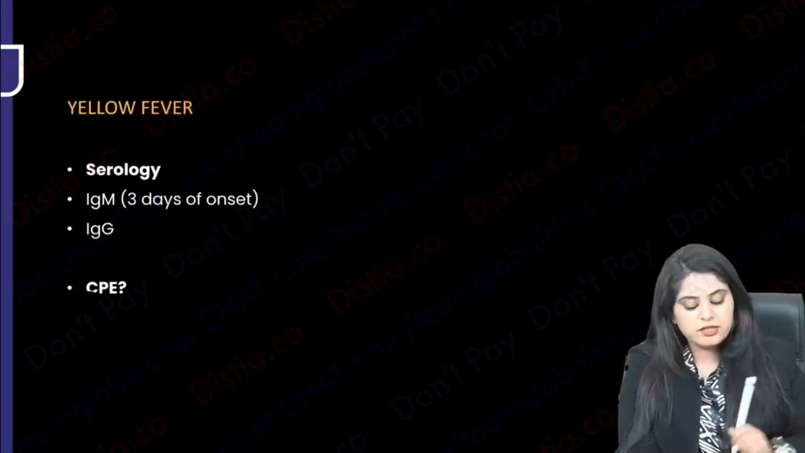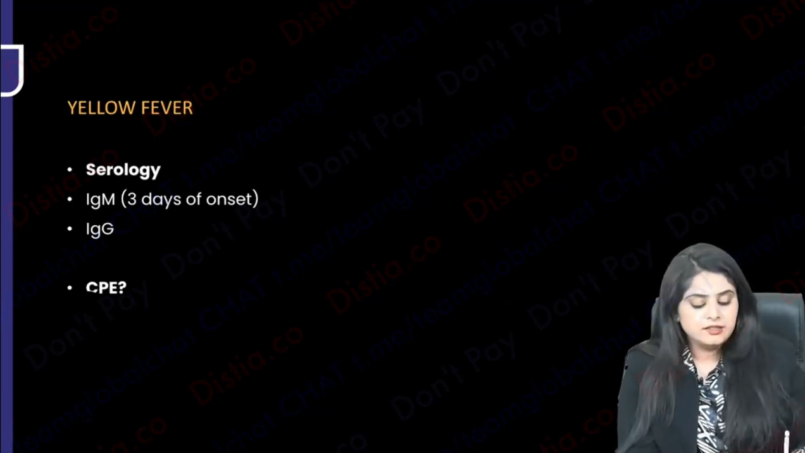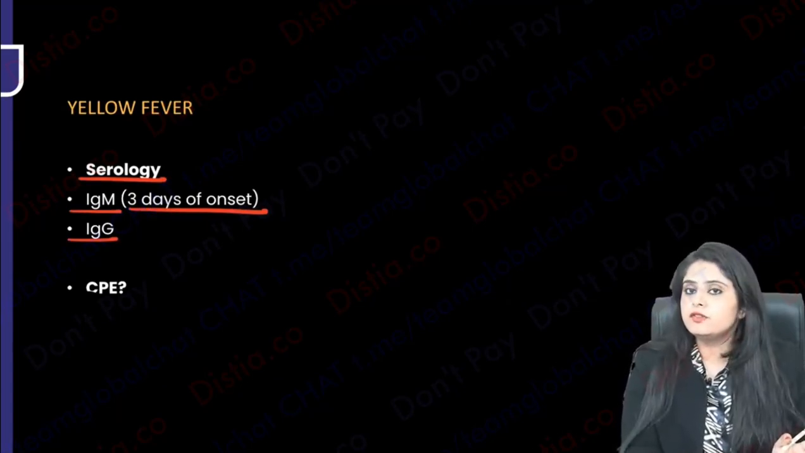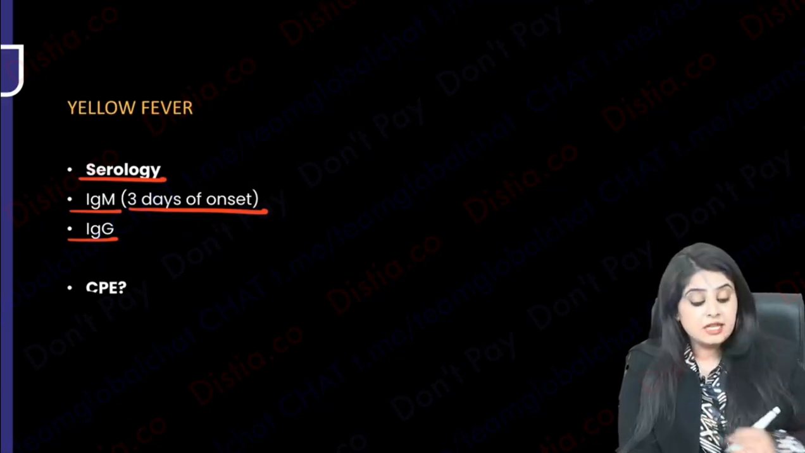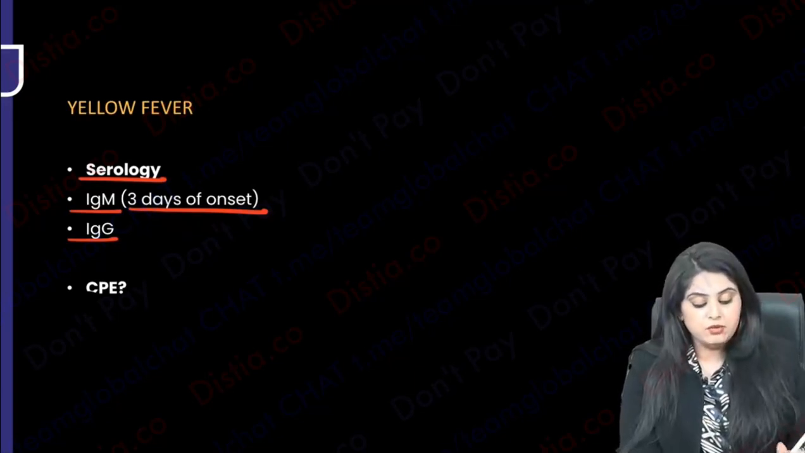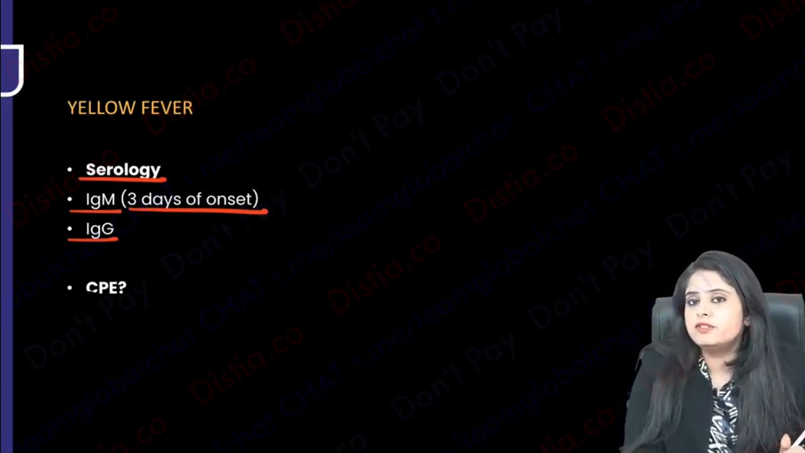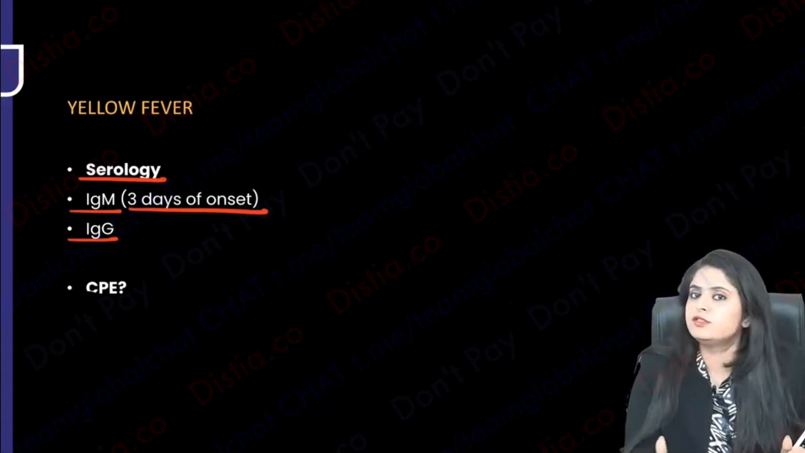What is the diagnosis that you will do? This is what you do for everything. Serology is what you're going to do. IgM and IgG: you can say IgM comes earlier, within 3 days of onset of the disease, and IgG comes later. Cytopathic effect, come on, you know this. What is it that you see in the liver? Which part of the liver is destroyed? Mid-zonal necrosis, this you've told us, ma'am.